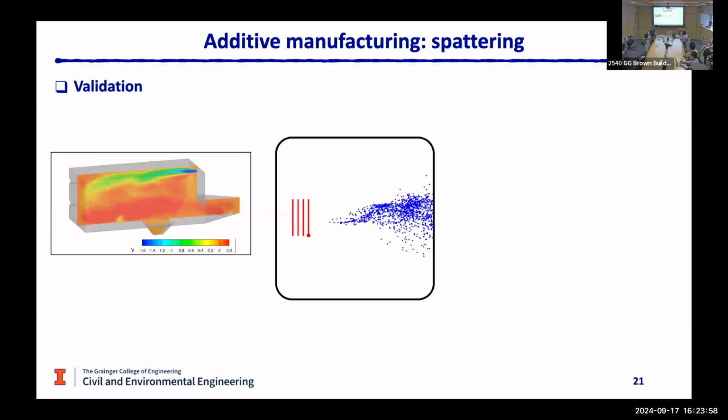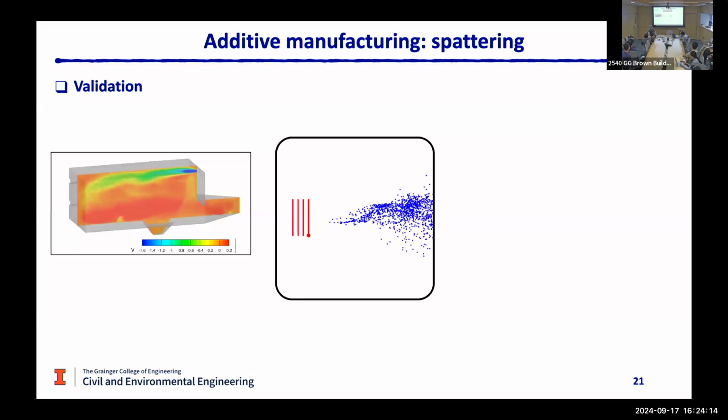And the video in the middle is showing you the following. You're looking from the top to the substrate. Those solid red lines show you the printing direction of the laser, and those blue dots show you the dynamic process of the powder distribution.